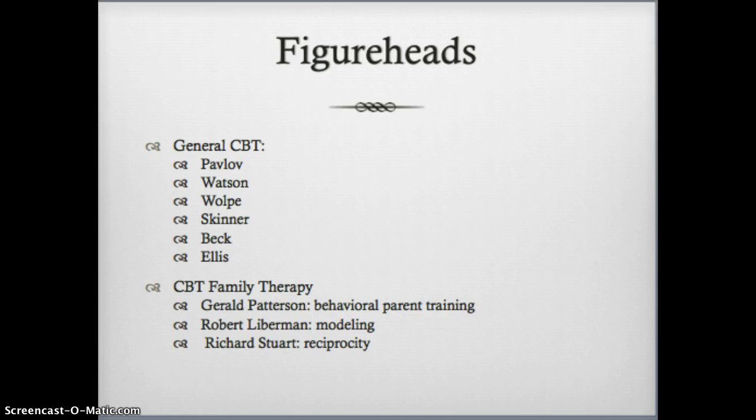pulls a lot of the techniques, theoretical premises, and general approach from all of the names that you're hopefully already familiar with from thinking about cognitive behavioral counseling from an individual point of view. So those names would be Pavlov, Watson, Wolpe, Skinner, Beck, and Albert Ellis. Some folks that really focus specifically on working with families would be Patterson, Lieberman, and Stewart.